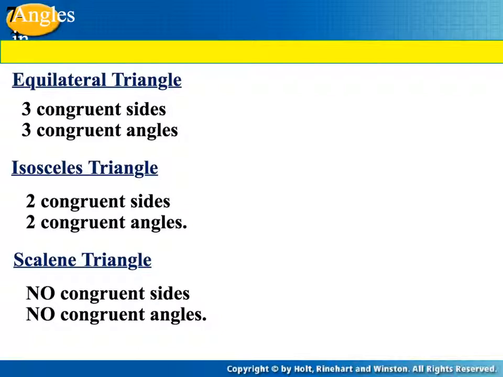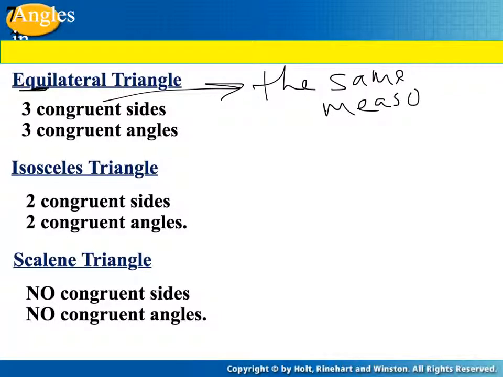Okay, equilateral. Equal. You can kind of see equal in here. Three congruent sides, three congruent angles. What does congruent mean? The same. Same measure. All right, so you have three of the same measure of sides, three of the same measure of angles.